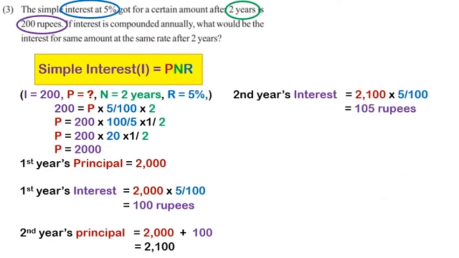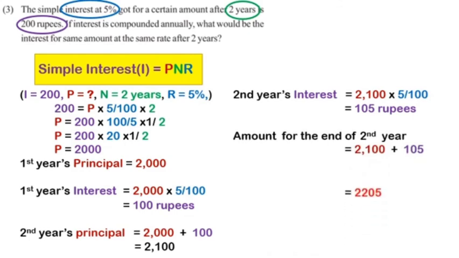Clear children? അപ്പോൾ ഫസ്റ്റ് നമ്മൾ പ്രിൻസിപ്പൽ എമൗണ്ട് ഫൈൻഡ് ചെയ്തു. എന്നിട്ട് ക്വസ്റ്റ്യൻ ഇതാണ്, what would be the interest for the same amount at the same rate after 2 years. അപ്പോൾ 2 വർഷത്തേക്ക് നമ്മൾ ഫൈൻഡ് ചെയ്യണം. So the amount at the end of the second year is 2,100 plus this 105, that is 2,205.